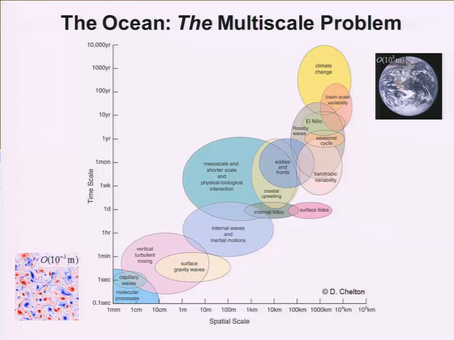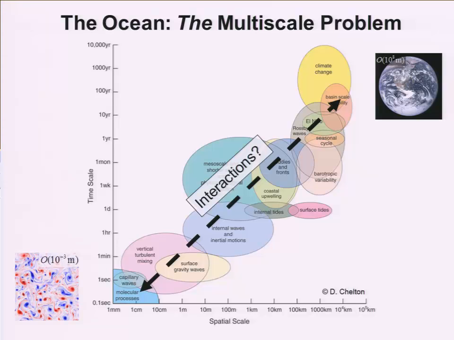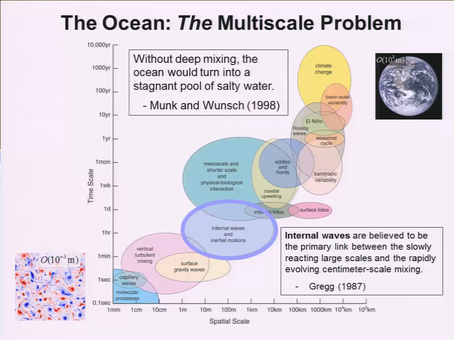And what's interesting about this problem is that throughout this range of scales you can have interactions. That is, the small scale turbulent motions can end up influencing things like climate. A famous quote from oceanography captures this: without deep mixing, the ocean would turn into a stagnant pool of salty water. And one process that we're interested in studying in this range of scales is internal waves, because internal waves are thought to be a primary link between the large scale processes and the rapidly evolving centimeter scale mixing.